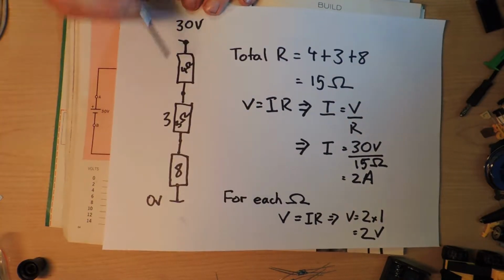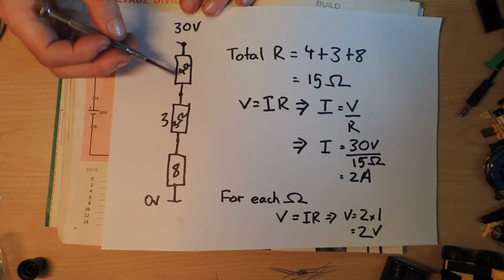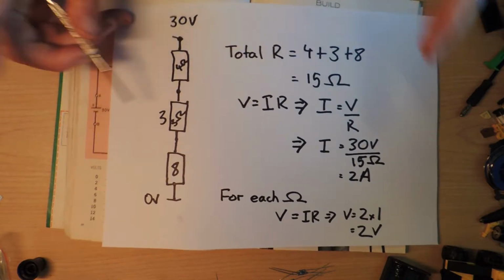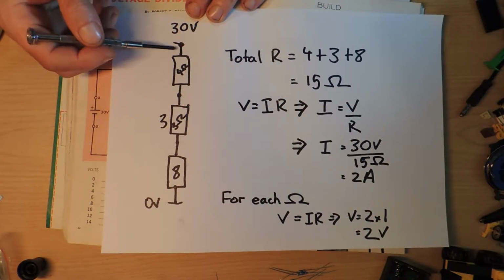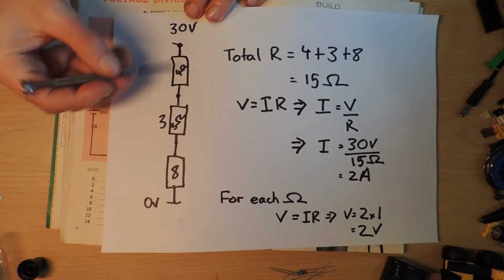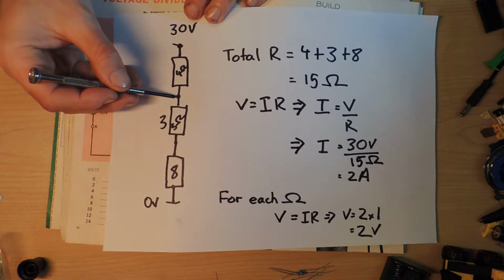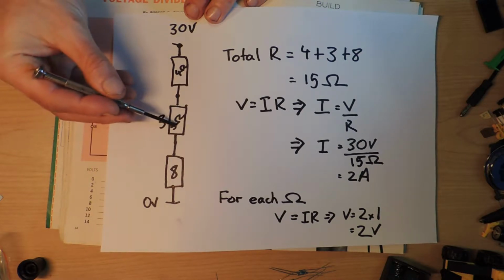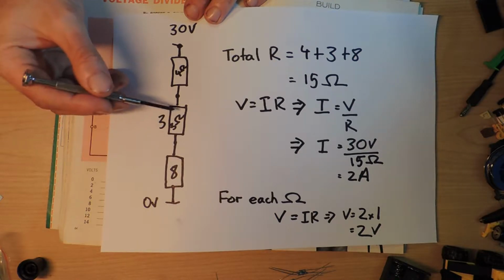And so given that, if you're at 30 volts and you go through 4 ohms, how much voltage does that cost you? Well, it's 4 times 2, which is 8. So we used 8 volts to get past this resistor. So what voltage are we at now? Well, 30 minus 8, which is 22. So we're down here, and then we've got 3 ohms to get through here, and so we're going to need 6 volts for that. So 3 times 2 is 6.